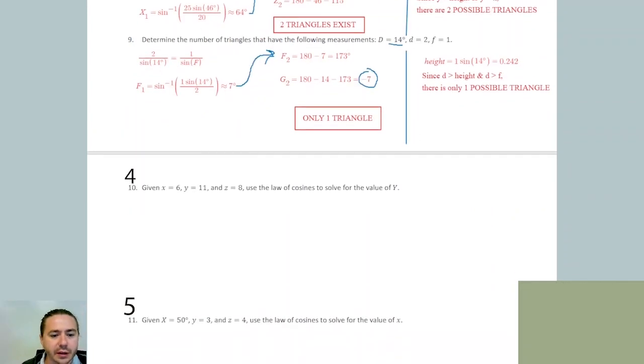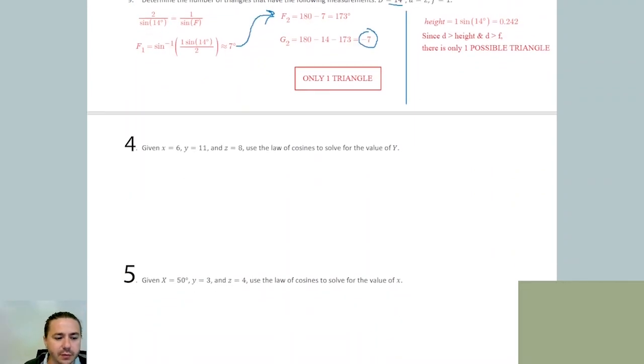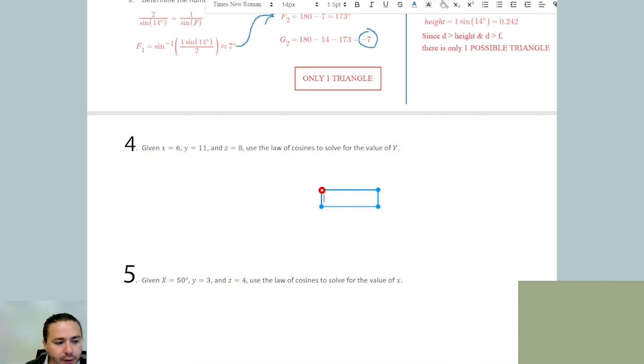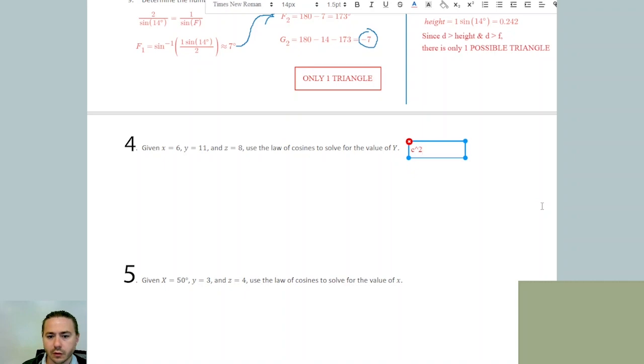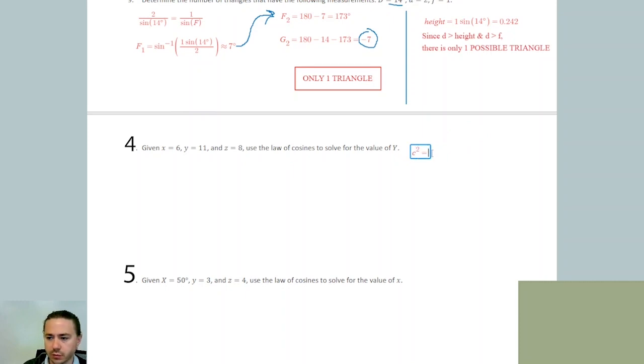All right, so with number 10, we're given all three sides, so we're going to use the law of cosines. Now, let me show you which version of the formula I'm going to give you here. So c squared equals a squared plus b squared minus 2ab times the cosine of angle c. So this is just like a generic formula that you can use.